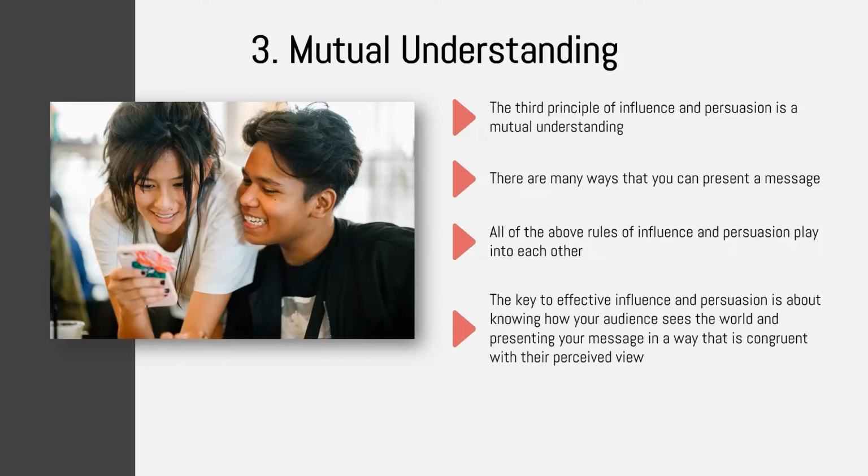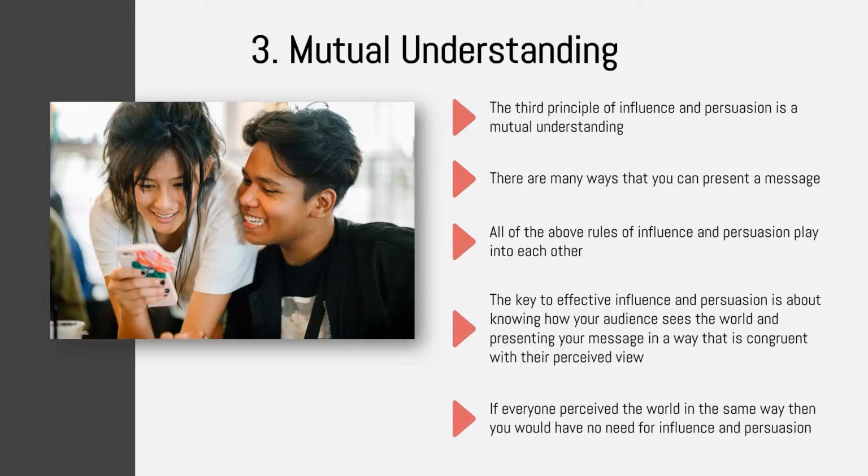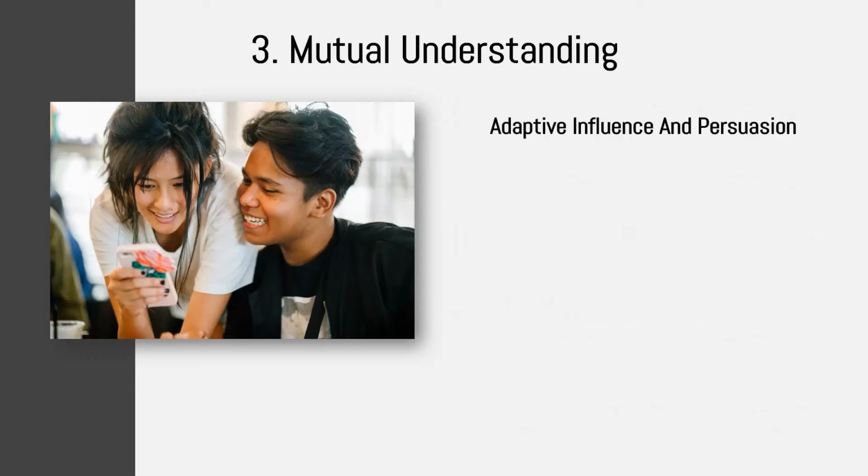How you see the world is not important at all. If everyone perceived the world in the same way, then you would have no need for influence and persuasion. Everyone would live in harmony and make the same decisions as each other. Of course, this is never going to be the case, as human beings have unique characteristics that define them as unique individuals. Adaptive influence and persuasion.